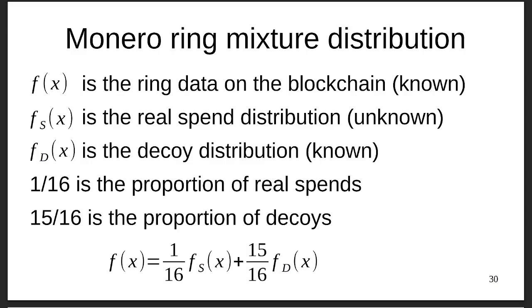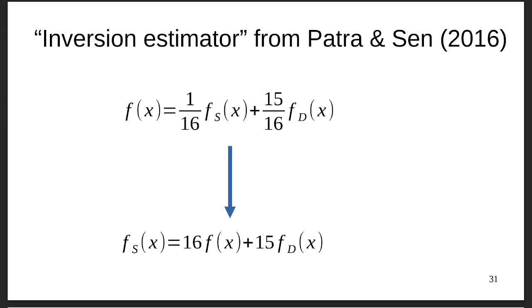Putting everything together, the ring data on the blockchain is the sum of 1/16 parts real spend distribution and 15/16 parts decoy distribution, just like a baking recipe. A paper by Patra and Sen, published in 2016, suggests an inversion estimator for this problem of estimating the real spend distribution. You can use a little bit of algebra to move terms around and put the real spend distribution by itself on one side of the equation. Since everything on the right side of the equation is known, you can now compute the real spend distribution.